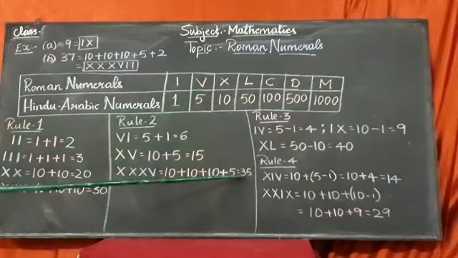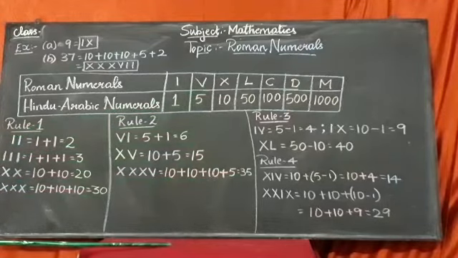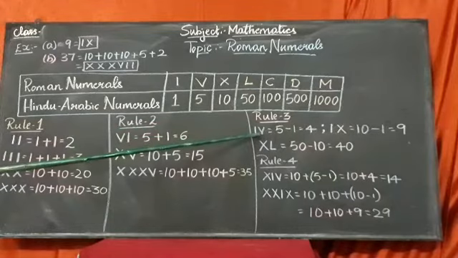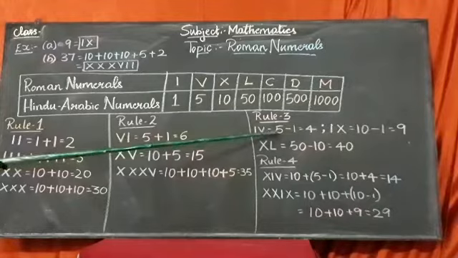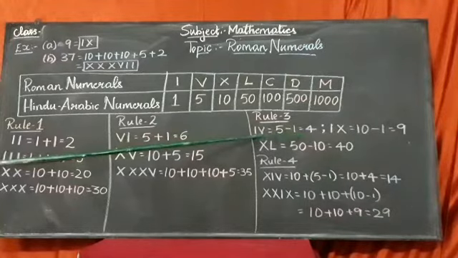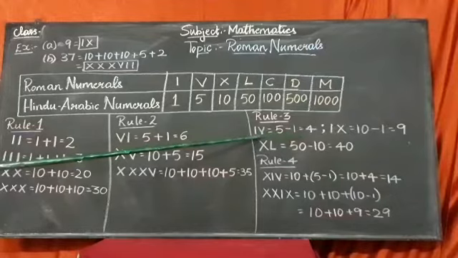So we get 35. Rule number 3. A smaller numeral written to the left of the greater numeral means subtraction. If we write to the right side, it is addition. If we write to the left side, it is subtraction. See the number here, we have I and V. That means 5 minus 1, we get 4. 4 is written like this in Roman numerals.